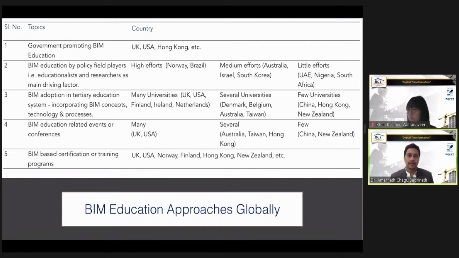And BIM adoption in the tertiary education system, that means in the university curriculums, bringing BIM not as a software alone, but as an overall project management perspective with multidisciplinary learning, and collaborating with different countries' universities for the courses. So many universities have adopted this kind of methodology in UK, USA, Finland, Ireland, Netherlands, and so on. And several universities in Denmark, Belgium, Australia, Taiwan, and a few universities in China, Hong Kong, New Zealand.